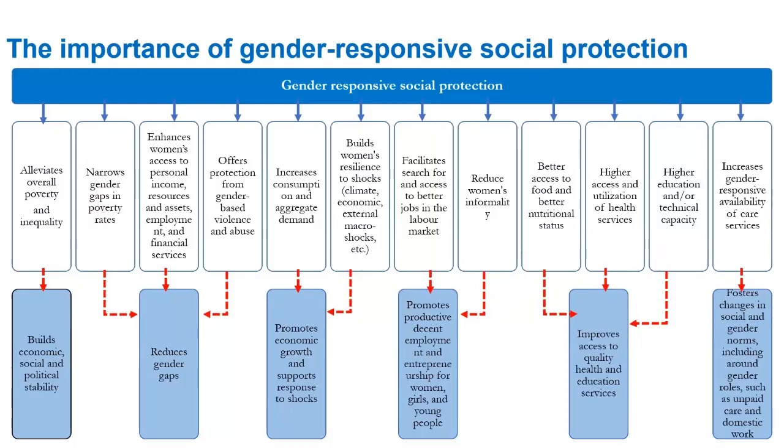Gender-responsive social protection will also promote productive, decent employment and entrepreneurship for women, girls, and youth. This will be done through facilitating access to better jobs in the job market and reducing women's informality. It can also improve access to quality health and education services, which is related to SDG 3 on health and SDG 4 on education. Through better access to food, better nutrition, higher access and utilization of health services, higher education and technical capacity.